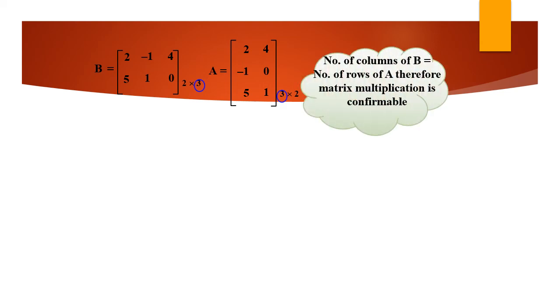So for B into A, write down the two matrices B and A. First we need to check the orders, that is, the columns of B must be equal to the rows of A. So you can see 3 is equal to 3. So the multiplication process is possible, and the order of the new matrix will be 2 cross 2.